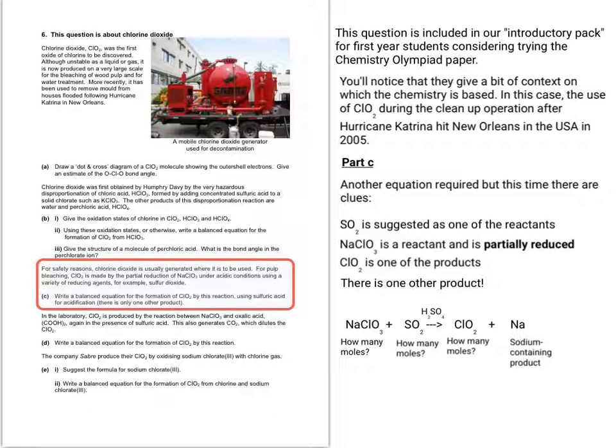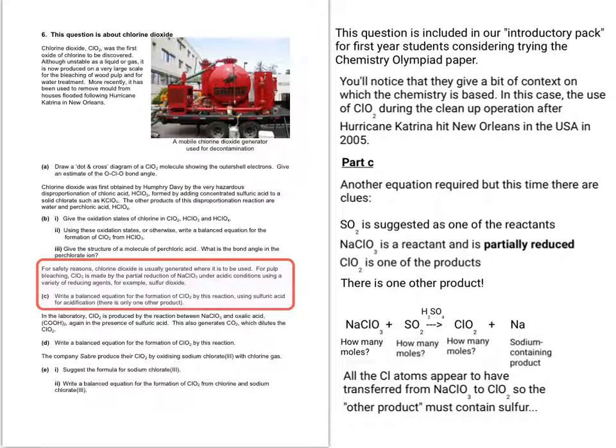So although I've put down what we know already and I've left spaces for balancing numbers, we still need to think about how many moles of each compound we need to use. We also know that there's going to be a sodium-containing product. So all the chlorine atoms appear to have transferred from sodium chlorate to ClO2, so the other product must contain sulfur. So the sodium-containing product I'm going to propose is sodium sulfate.